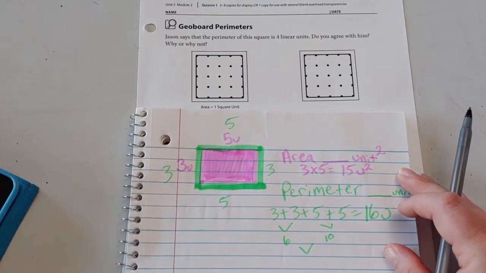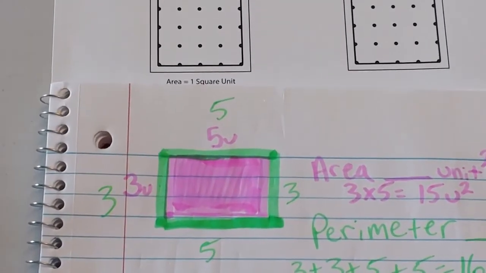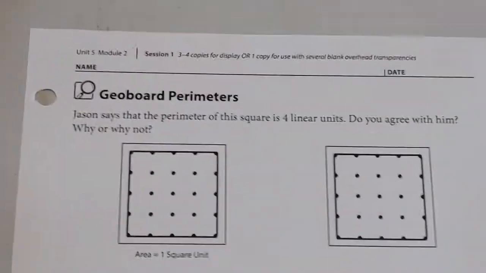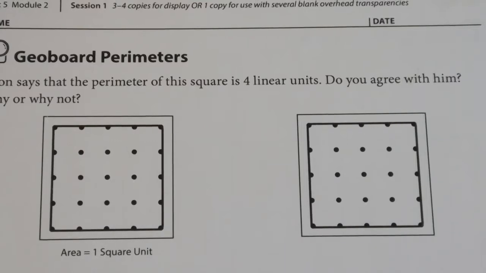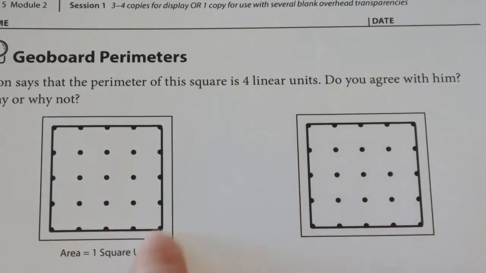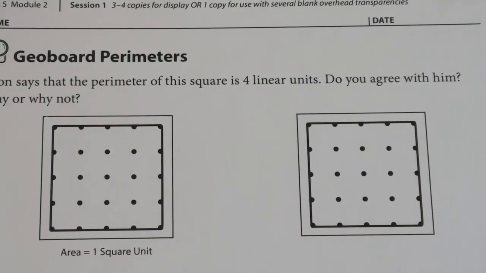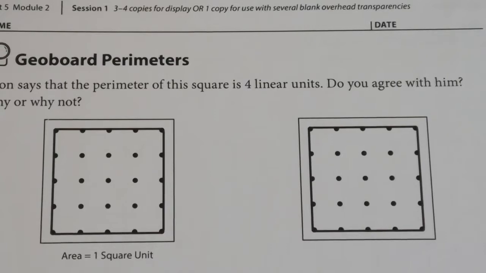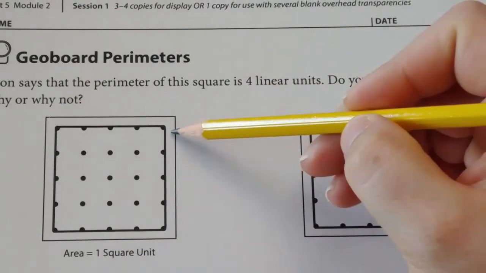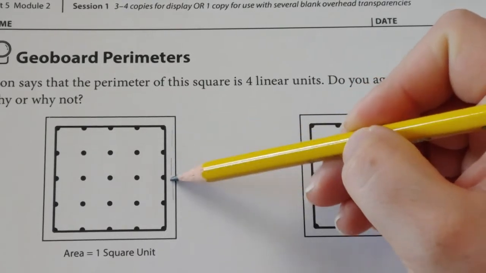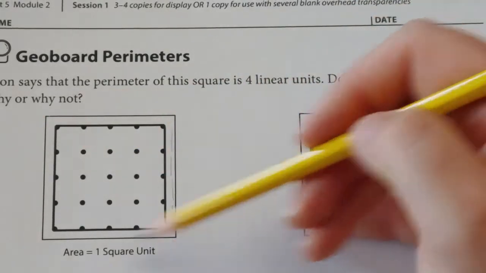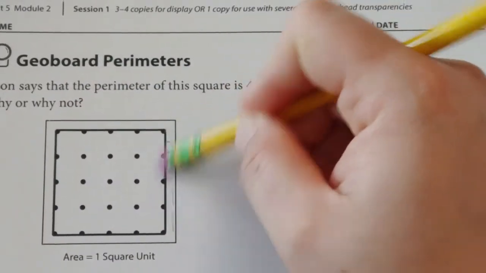I'm going to move this out of the way so we can zoom in on this picture and you can get a better view of it. What do you think? Is Jason right? Does this have a perimeter of 4? As you look at this, you might be thinking a couple of things. You might be thinking that it's talking about 1, 2, 3, 4. But keep in mind, perimeter is the distance around something. So we know that that can't be it.